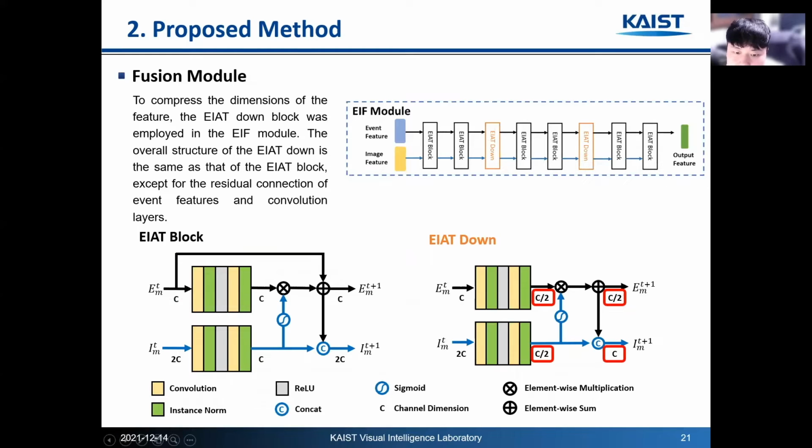EIT down is a method proposed to effectively reduce the channel dimension of the fused feature map. The overall structure is the same as that of the EIT block, and there is no residual connection. The channel output of the finally fused feature is reduced by half compared to the input.